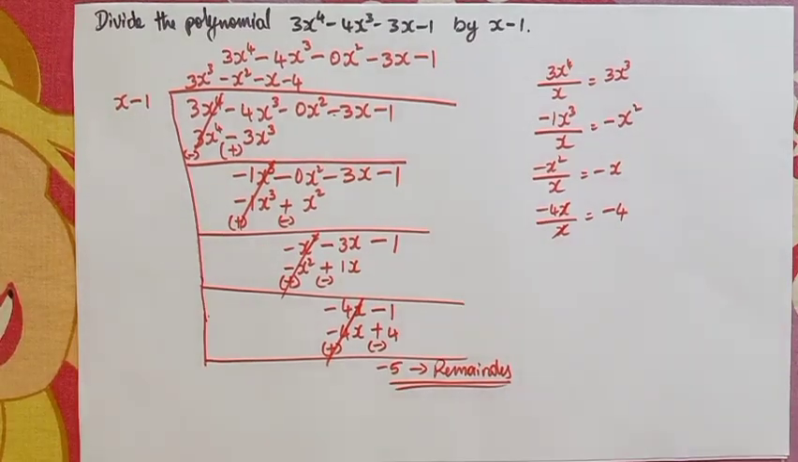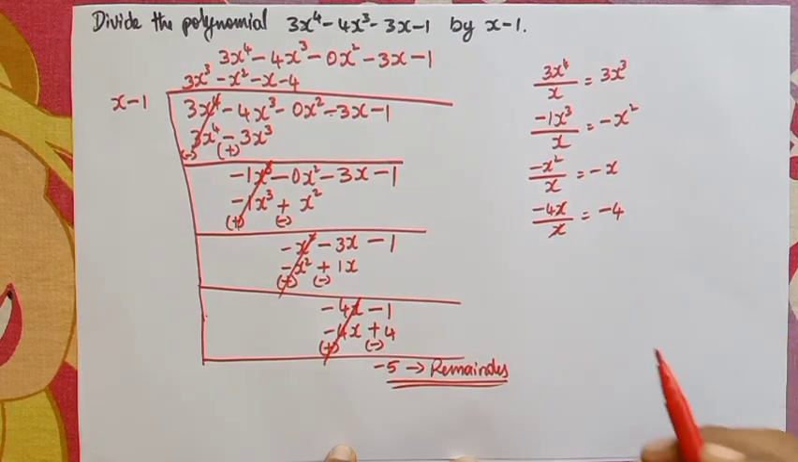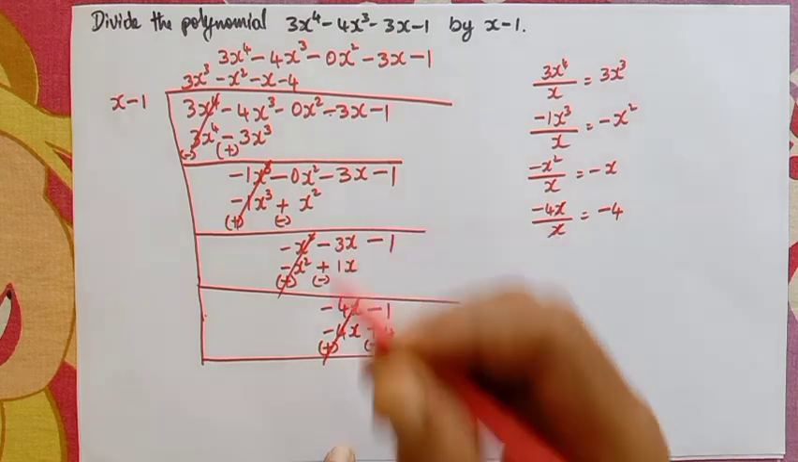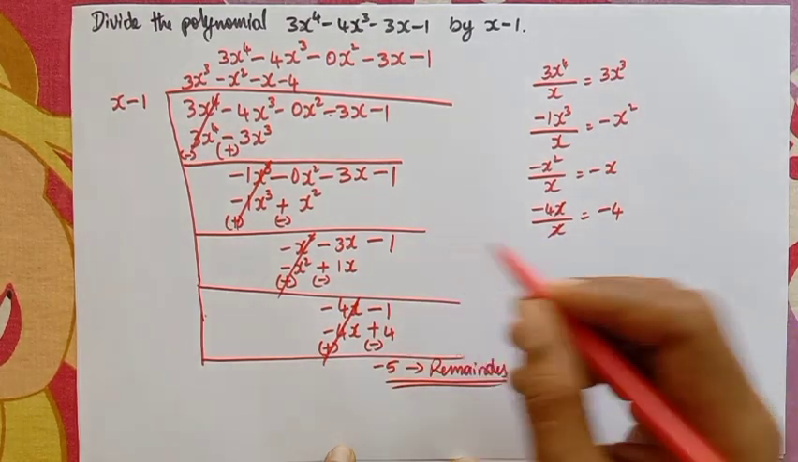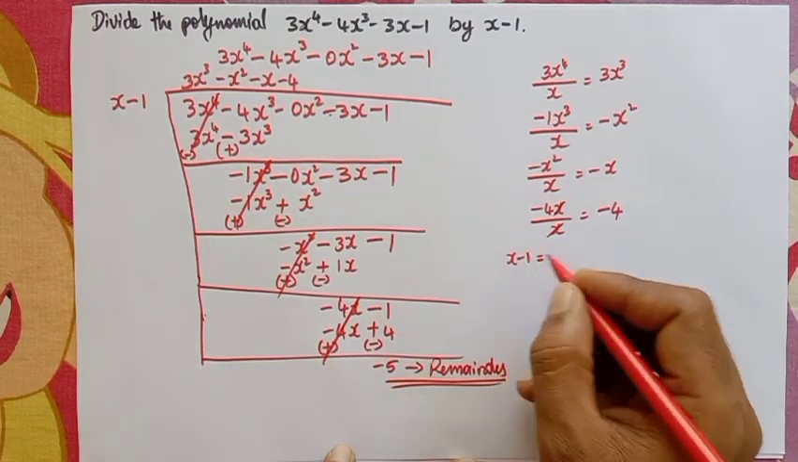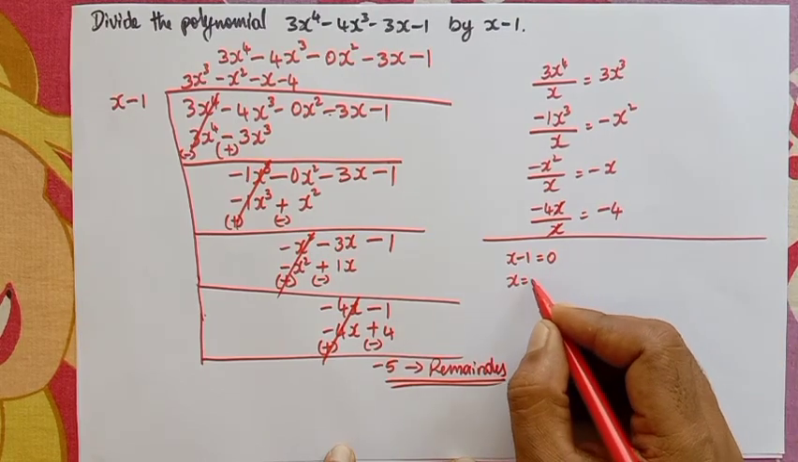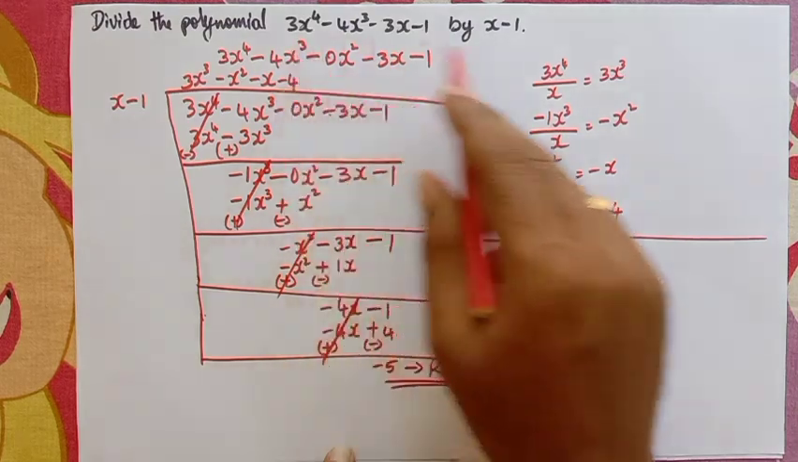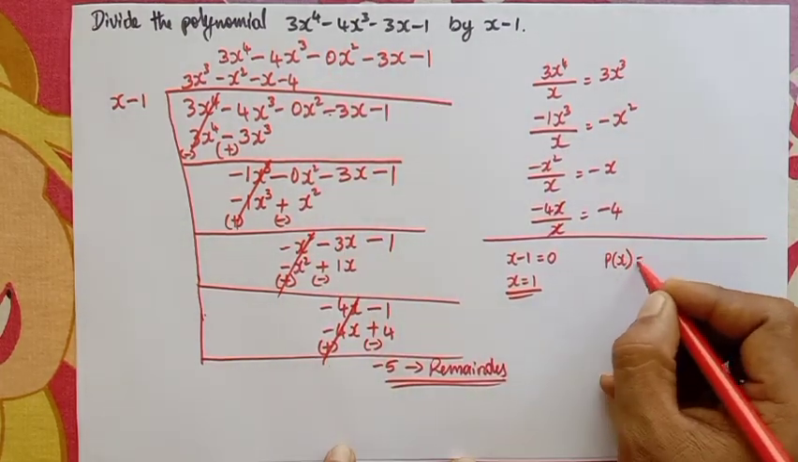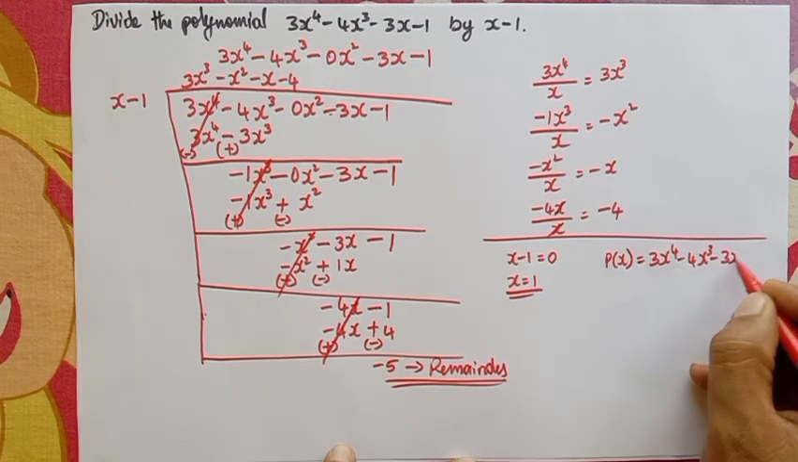Now we have got the remainder here. So let us solve this by the division theorem and verify whether the remainder is correct or not. So here the divisor is x minus 1. We have to equate it to 0. So what we will be getting is x is equal to 1. Let us take this polynomial as p of x is equal to 3x to the power of 4 minus 4x cube minus 3x minus 1.